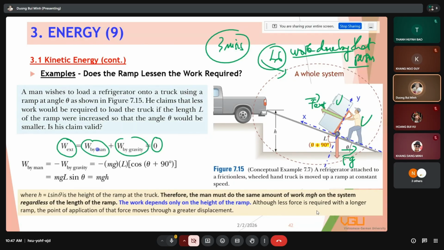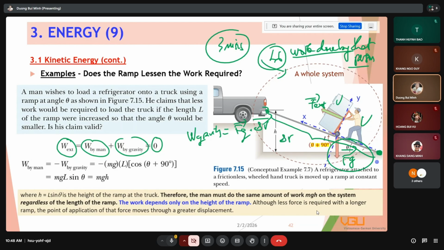So the work by the man is minus the work by gravity. And the work by gravity is F_g dot delta R. F_g is constant, so we can apply F_g dot delta R. Delta R means from the bottom to the top. That means here is delta R, right?